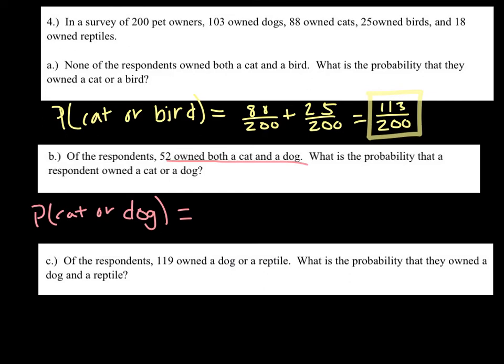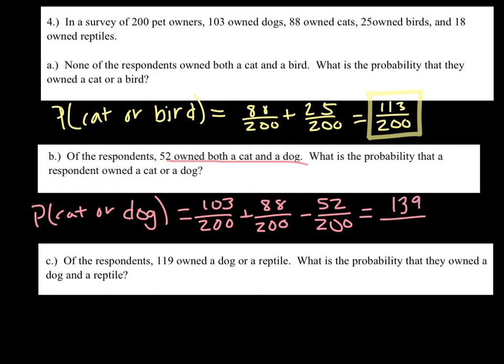So there's 103 dog owners plus 88 cat owners minus the 52 that are owners of both. We want one or the other. So 103 plus 88 minus 52 gives us 139 out of 200. So about 69.5%.